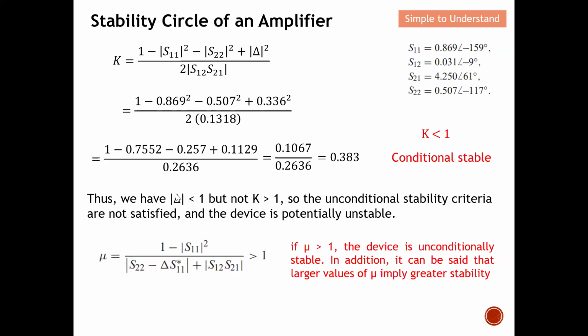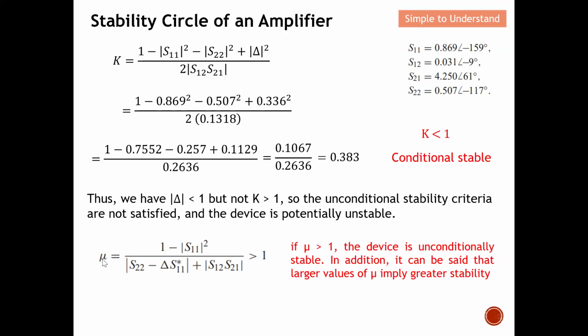So this is what I want to mention. For this case, it meets the first condition, but not the K condition. Therefore, unconditional stability is not satisfied, and the device is declared as potentially unstable, or we need to have a condition for it to be stable.